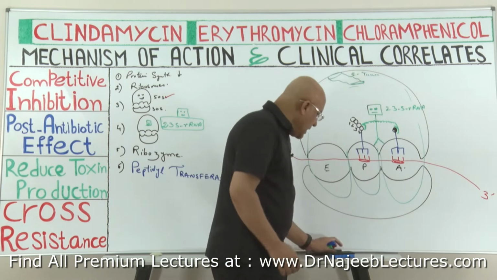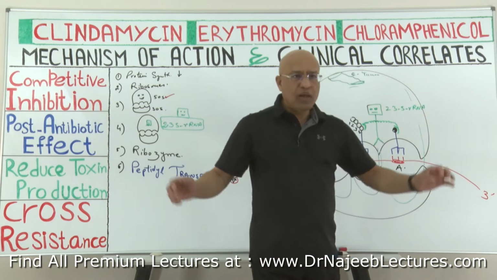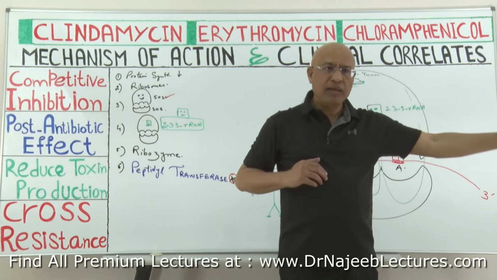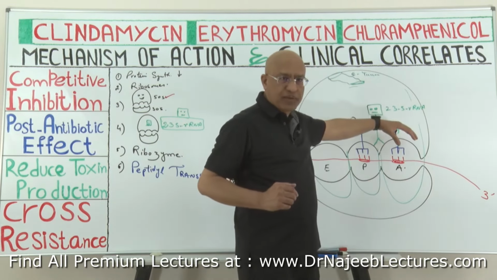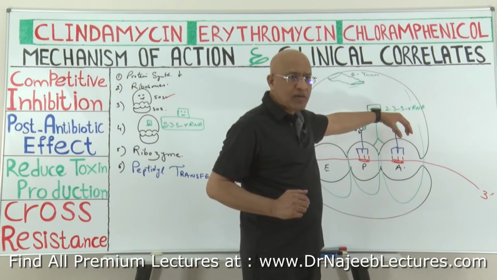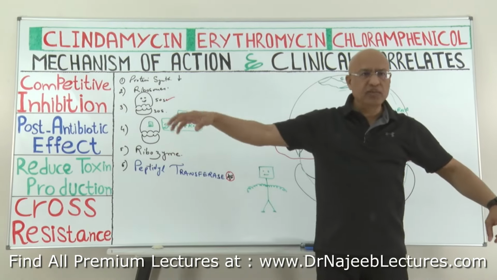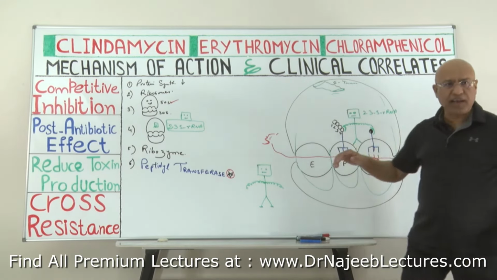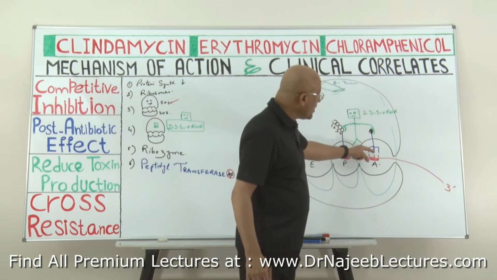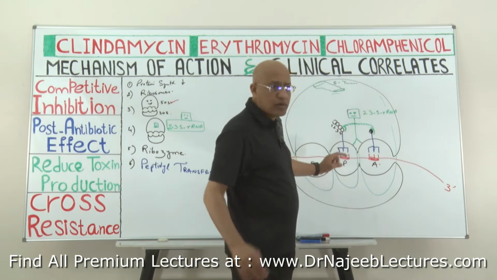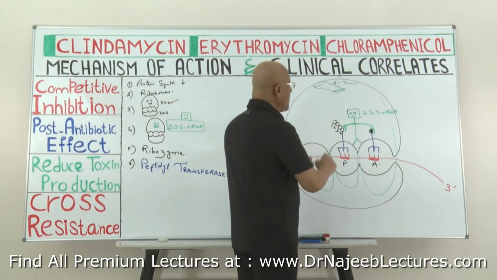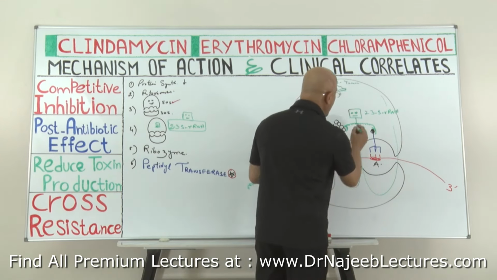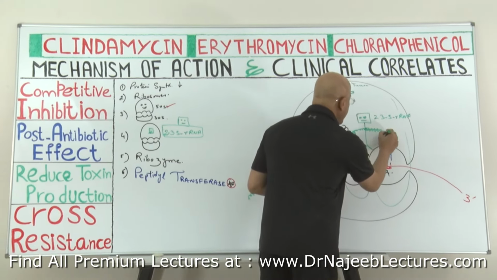Now we can say, if I am the peptidyl transferase, this unit is working on amino acyl transfer RNA and this unit is working on peptidyl transfer RNA. So this unit mainly works on the A site and this one mainly works on the P site. Now what is the function of these two domains?